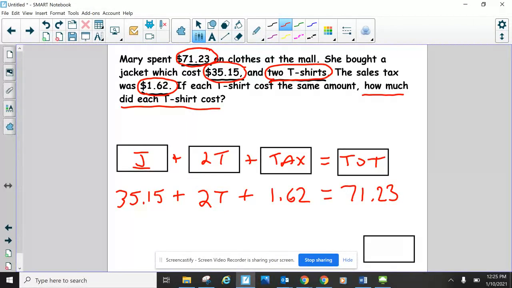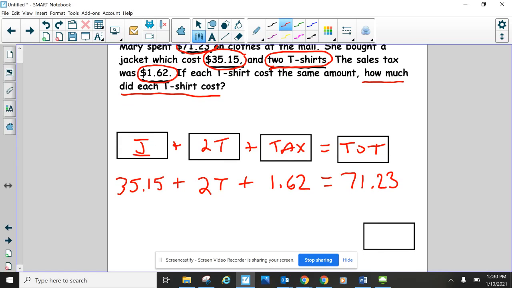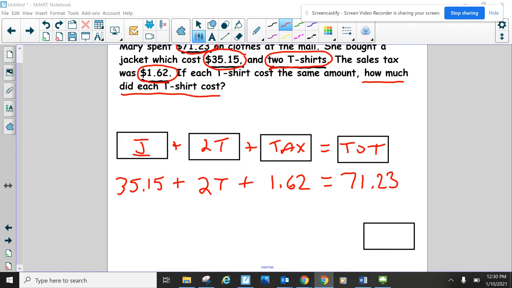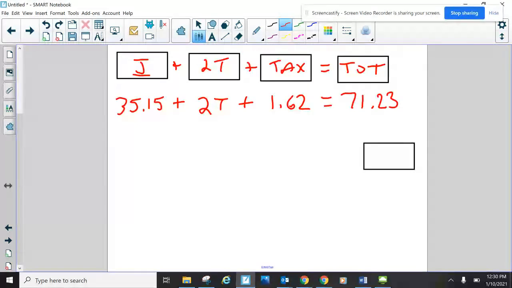Okay. And now we have a way to represent the problem so that we can solve it and find out how much 2 t-shirts cost. So what I'm going to do now is simplify this problem. The first thing I'm going to do is ask, what would they do at the register? Well, at the register, they would add up first the jeans and the t-shirts, and then they would add the tax and come up with the total.